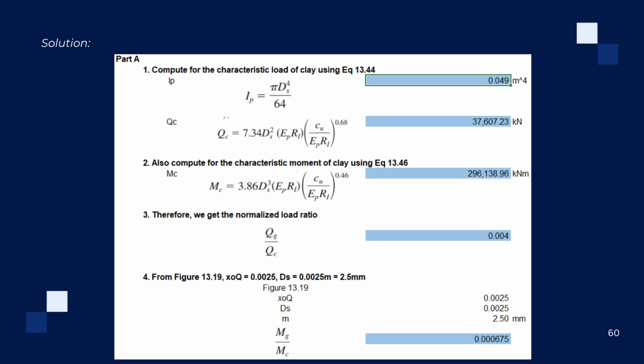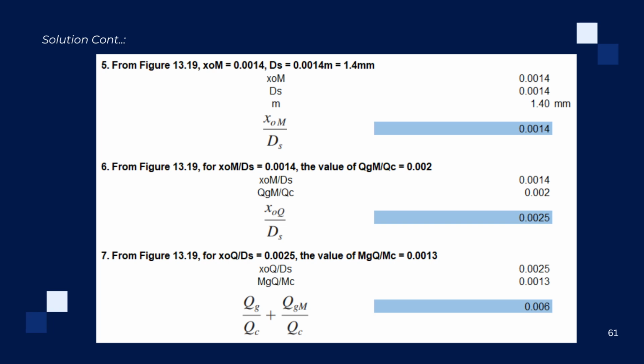Step 3. We need to solve the load ratio, QG over QC. Step 4. Calculate the moment ratio, MG over MC. Step 5. Compute XOM over DS. Step 6. Compute XOQ over DS. Step 7. Compute QG over QC plus QGM over QC.